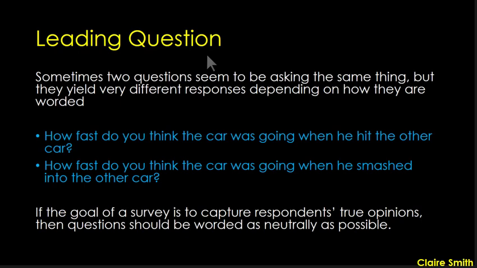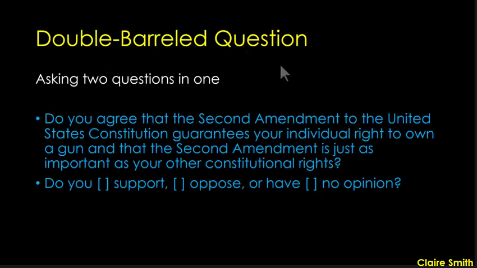Okay. The next type of question that's not good is a double-barreled question. And the name kind of tells you what it is. It's asking two questions in one, which obviously is not good. If we're asking a question, we want to make sure the response is actually a response to what we want to know. So it's important to make sure that your question is only one question.